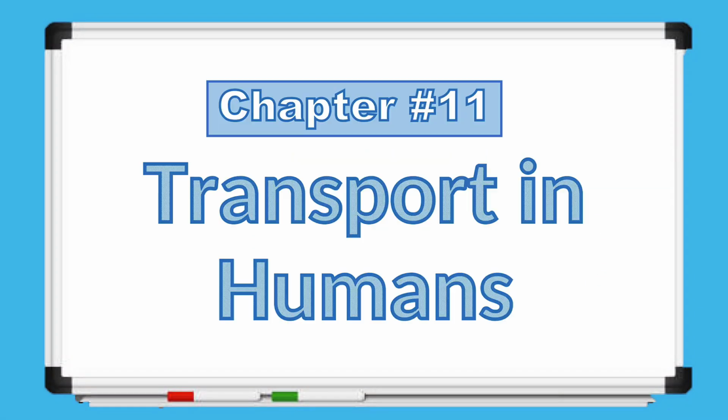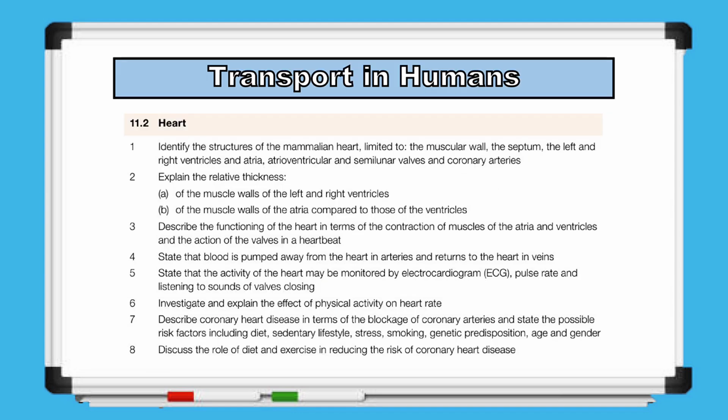We're continuing with Chapter 11, which focuses on transport in humans. Earlier, we discussed the circulatory system and learned about the double circulation in humans, where blood passes through the heart twice. Now, we'll move on to the mammalian heart to explore this organ in more detail, its structure, its importance, and how it works. Here is the syllabus content we'll be following for this unit.